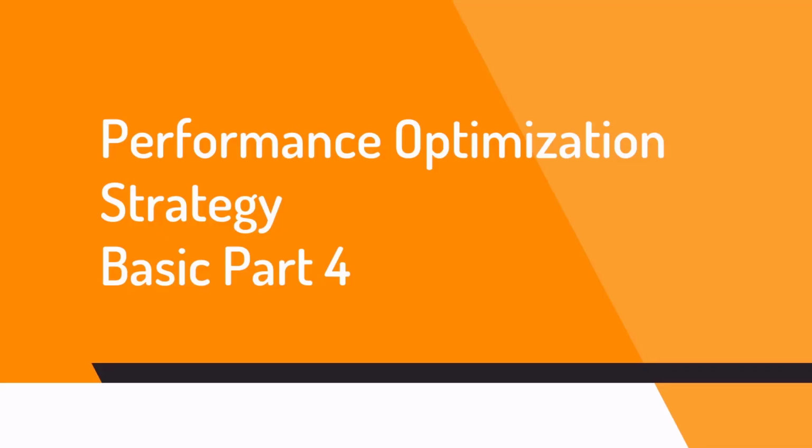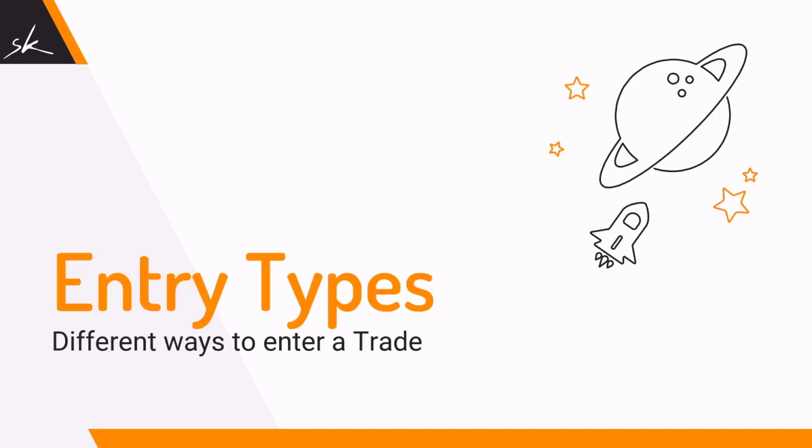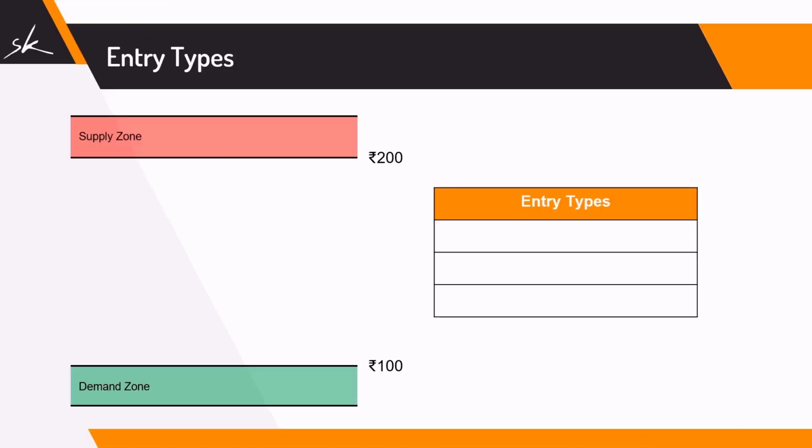Performance Optimization Strategy Basic Part 4. In this lesson, we will cover entry types, boosters, exits, and trade management. Let's understand different ways to enter a trade. We will be learning 3 different ways to enter a trade based on the quality of the trade setup. The first kind of entry is called type 1 or limit entry.